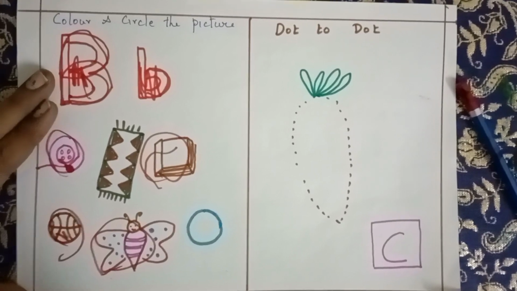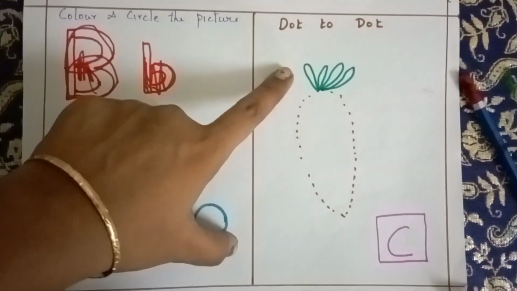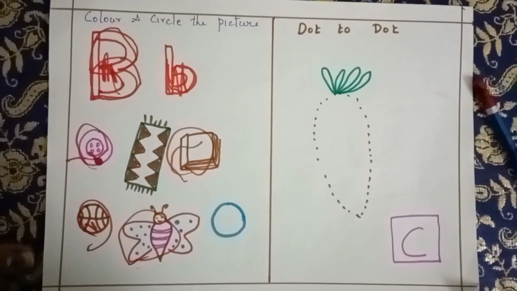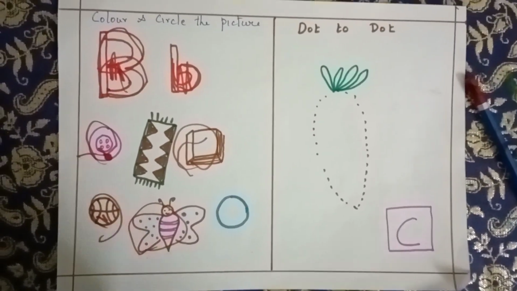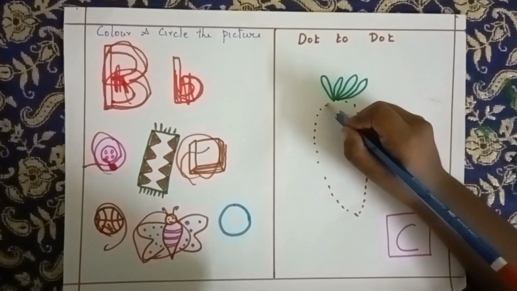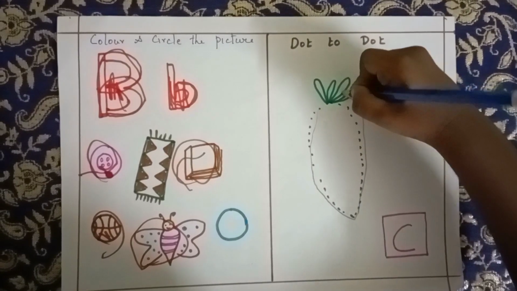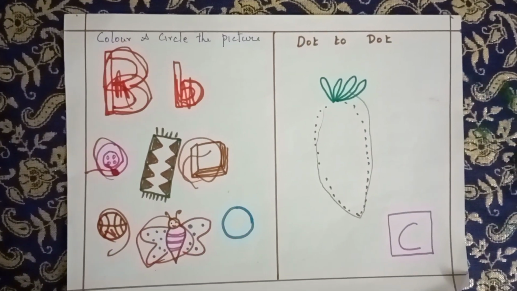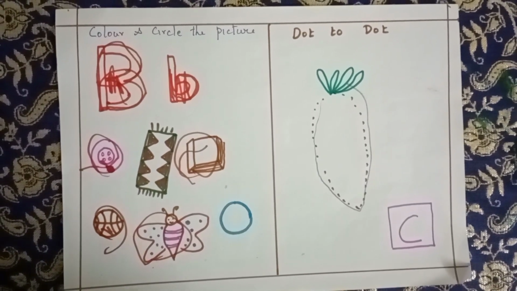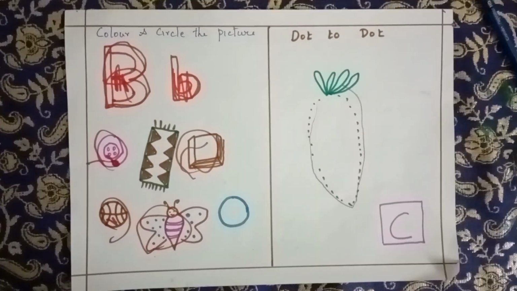Okay, next activity, dot to dot. Okay, baby? You have to connect all the dots and draw the picture. Take your pencil and connect all the dots, baby. What image is that, baby? It's carrot. What color is carrot? Orange. Color it orange, baby.